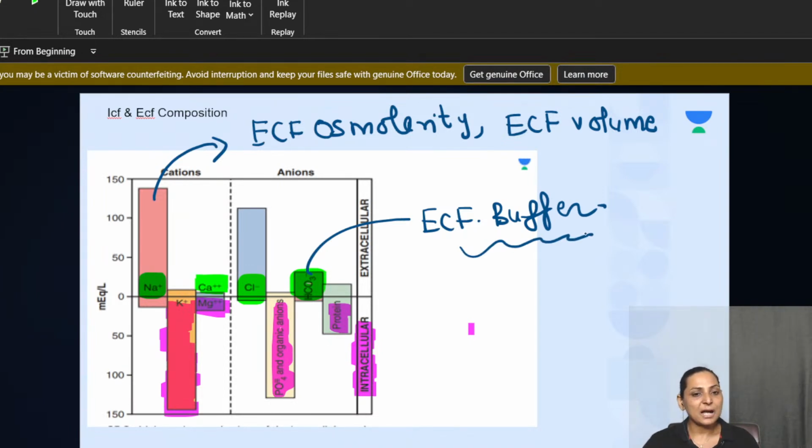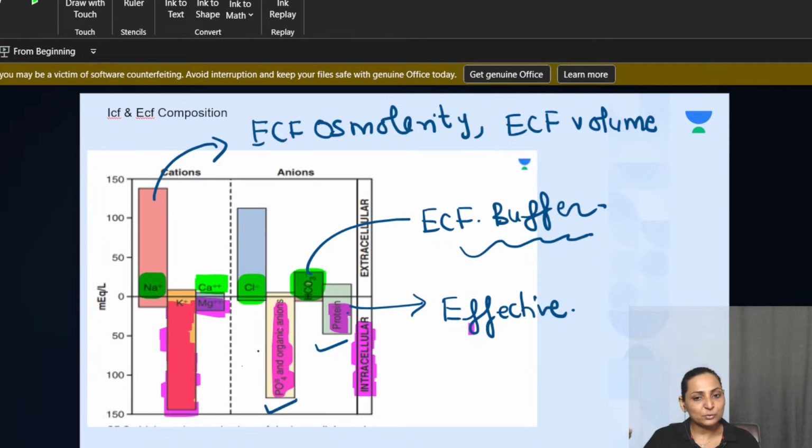When we consider our ICF, you have got proteins and phosphates. If you look into the concentration, obviously the concentration of the phosphates is more than the concentration of proteins, but an effective buffer is my proteins. Both of them are buffers, proteins as well as phosphates. But if you have to compare, if you have to give me one answer, I would tell you that the proteins are more effective buffers intracellularly, right?